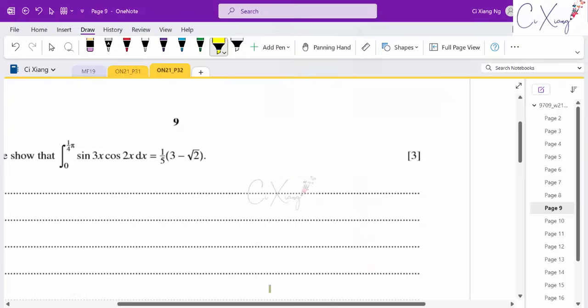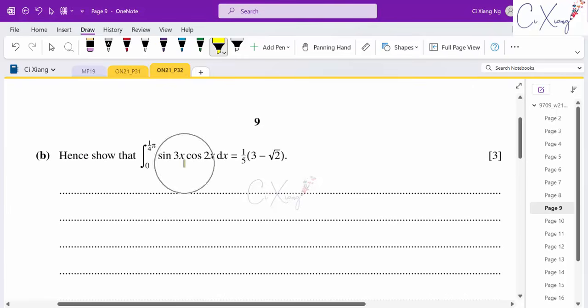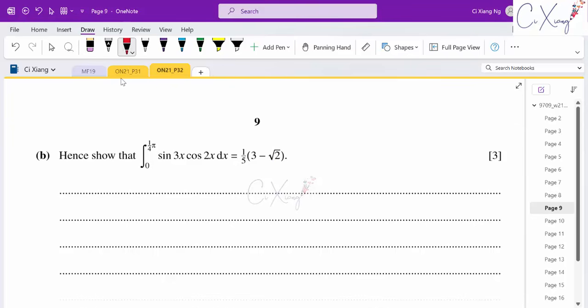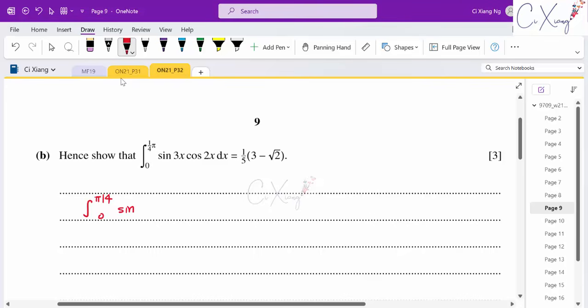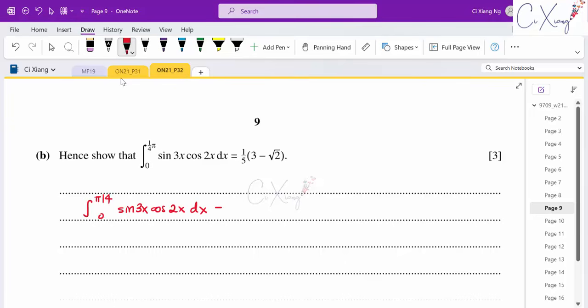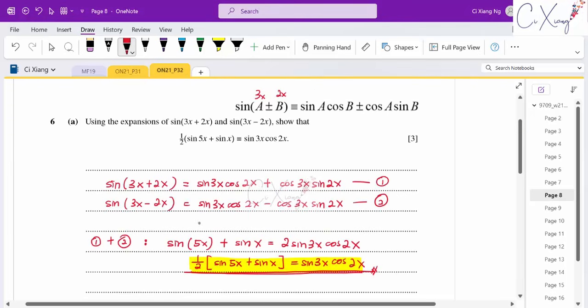For part number B, they want us to show that the integration of this particular term equals this value. Okay, so we will start with the left hand side first. I'm having the integral from 0 to pi over 4 of sine 3x cos 2x. Okay, so first of all, to integrate this particular term, they might have many different ways to get the answer, but since in part A, they already asked us to prove that this particular term equals to this one, left hand side, sorry.